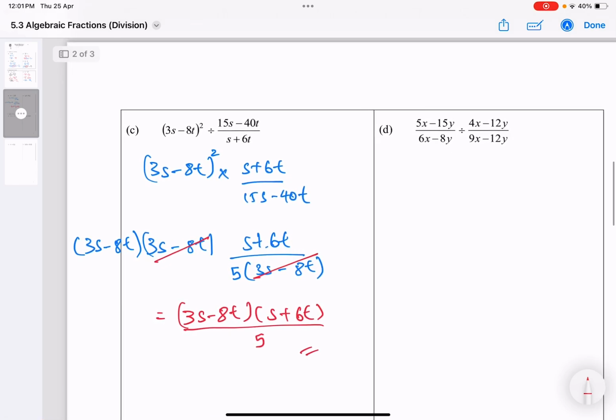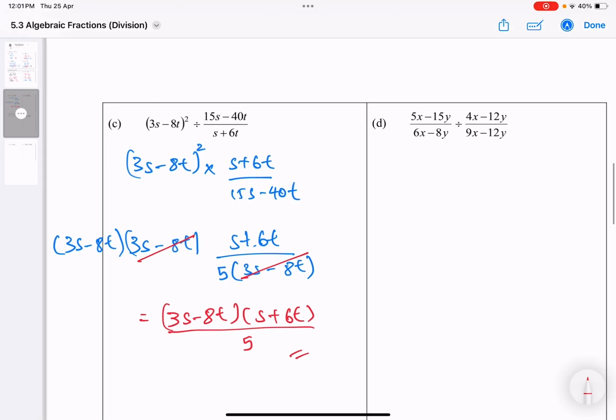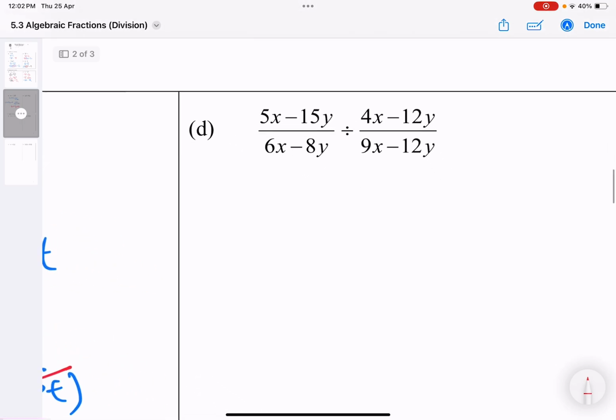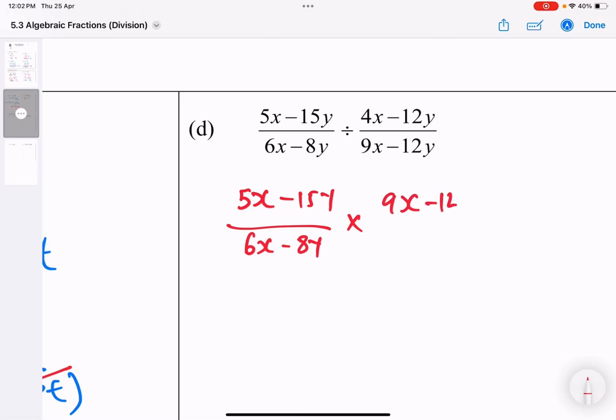The last question of question 2. Okay? Change this to a multiply first. Change this one to a multiply. And then I need you to factorize. Okay, factorize. Everything that you can factorize, please go and factorize. 5x minus 15y, 6x minus 8y. Change this to a times. 9x minus 12y, 4x minus 12y.